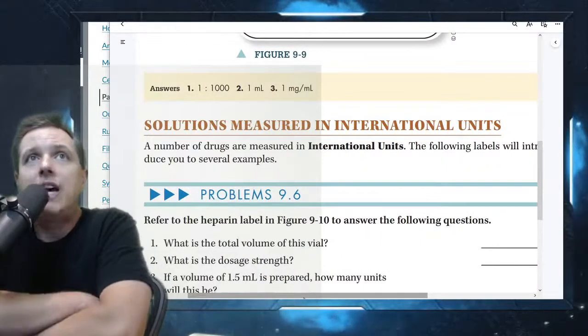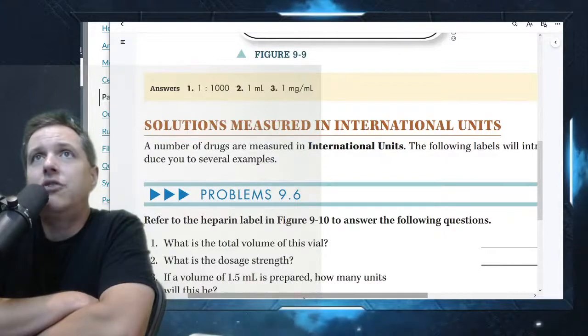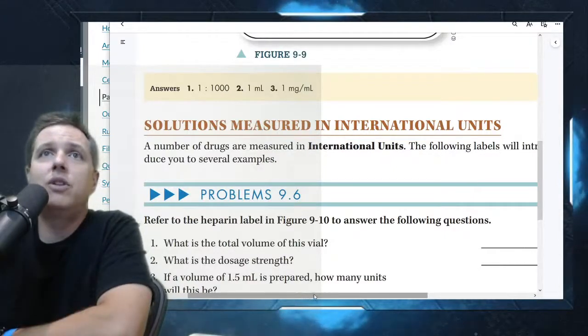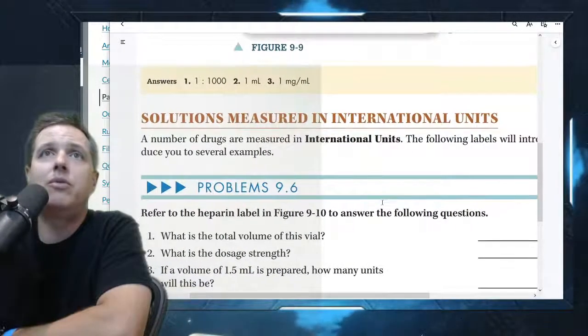Solutions measured in international units. A number of drugs are measured in international units. The following labels will introduce you to several examples.